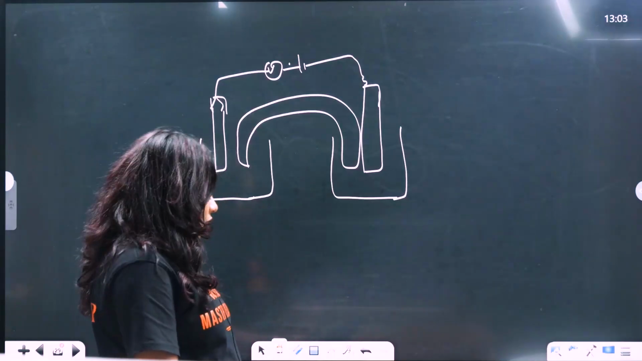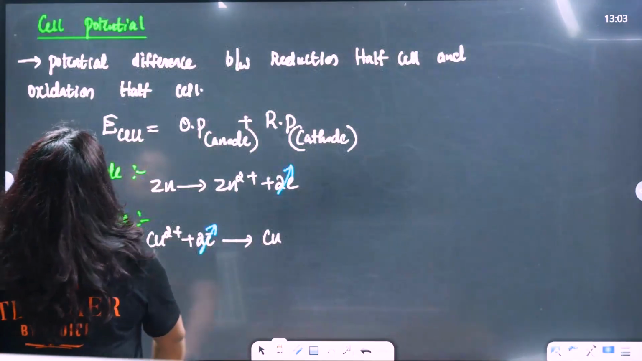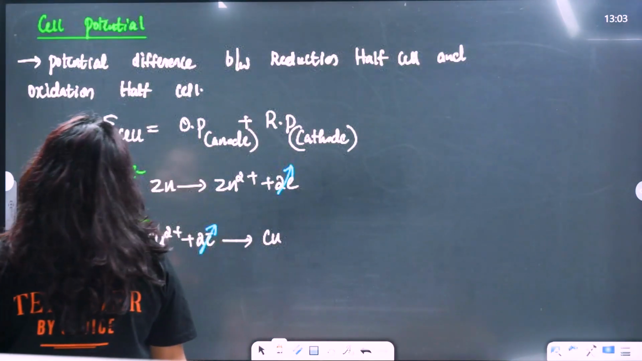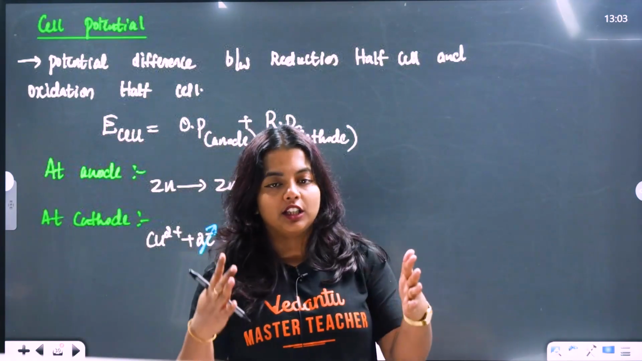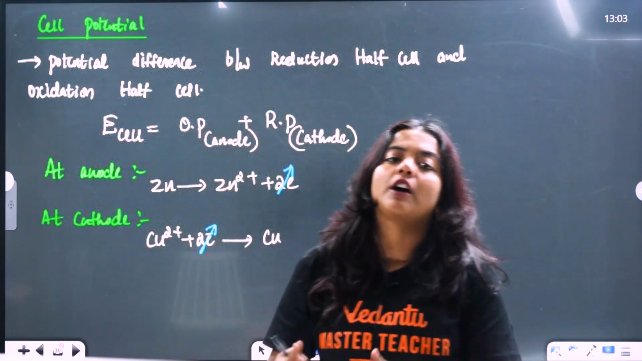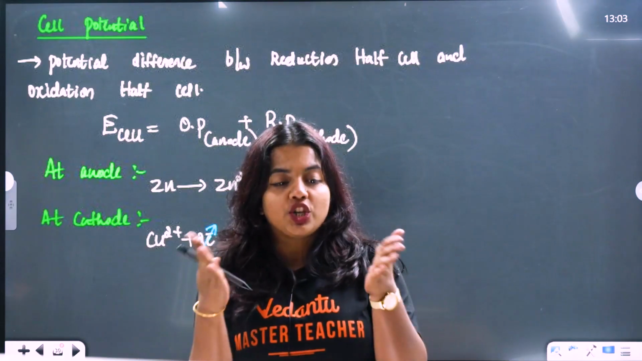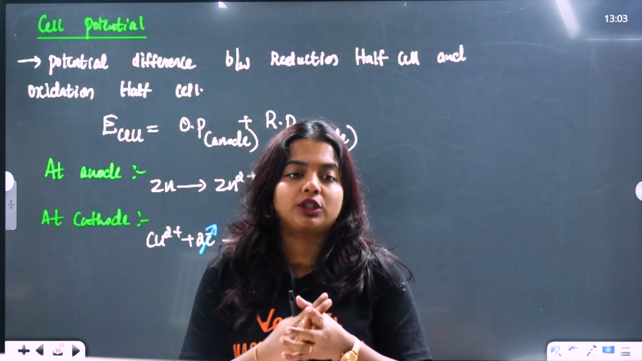Okay, now oxidation half cell, reduction half cell. Okay, cell potential. Cell potential is the potential difference between the half cells, that is, the potential difference between the reduction half cell and the oxidation half cell is what we call the cell potential.